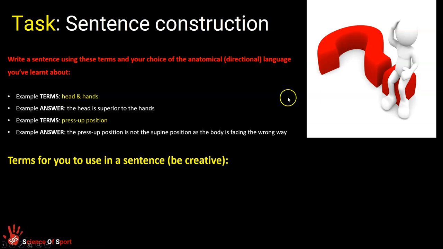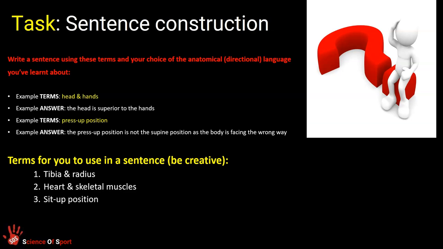Be as creative as you can. So for me, the second example here was relatively creative. It was a bit more tricky rather than a straightforward sentence. So the first one is tibia and radius. The next one is heart and skeletal muscles. Number 3 is sit-up position. And I think the last one is metatarsals and femur.